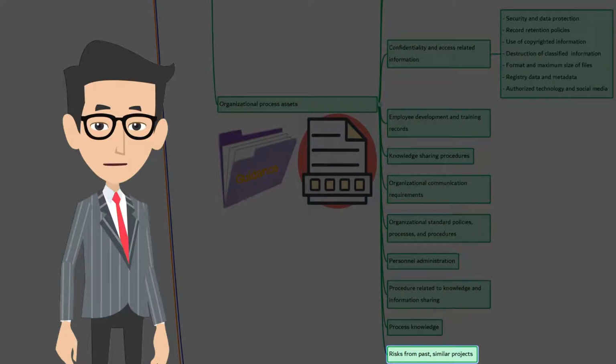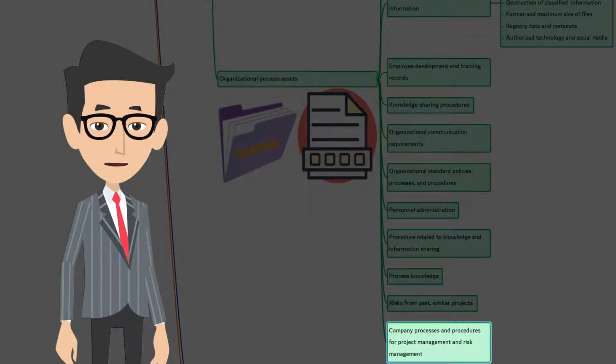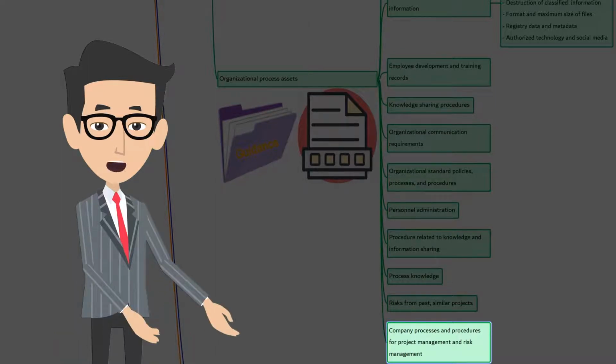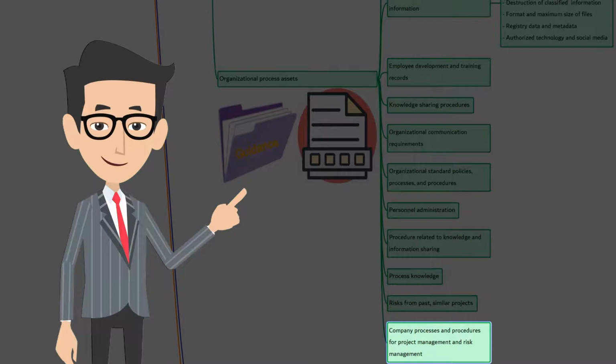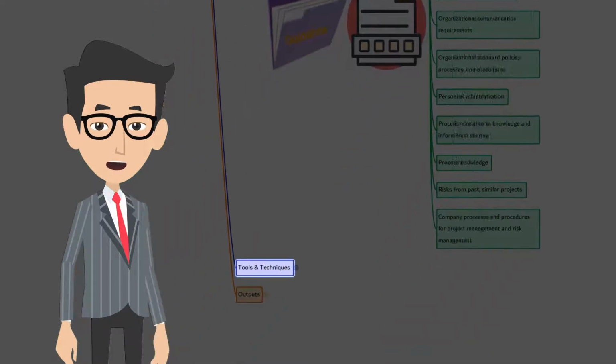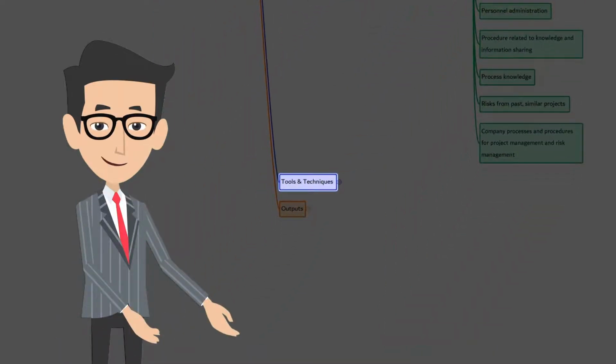Generally, these records may have information about risk from the past similar projects, including risk categories, format for documenting risks, risk management templates, and lessons learned that are relevant to managing a risk on the current project. Company process and procedures for project management and risk management. Of course, lack of such standardized procedures may help identify additional risks. All right, that's about the inputs. Let's move to the tools and techniques.